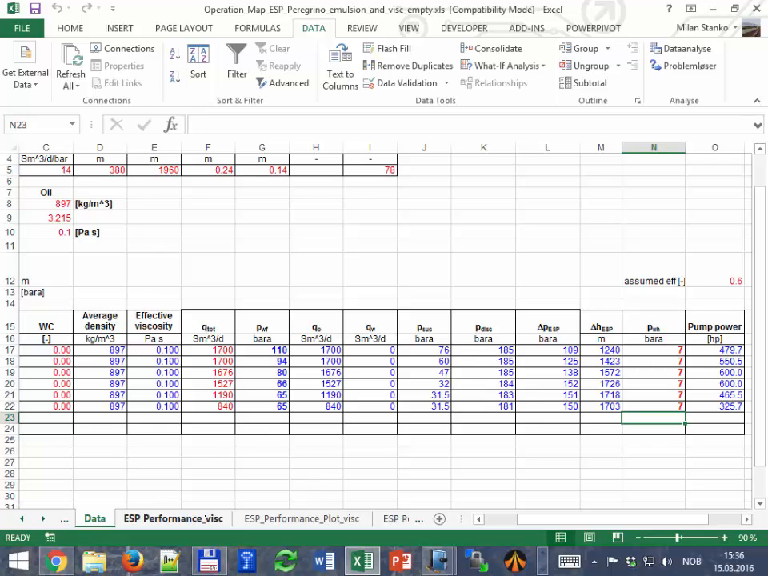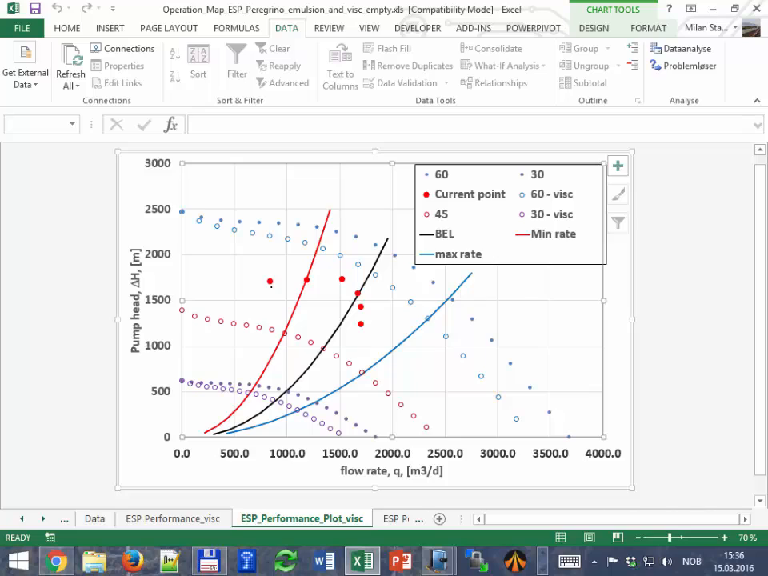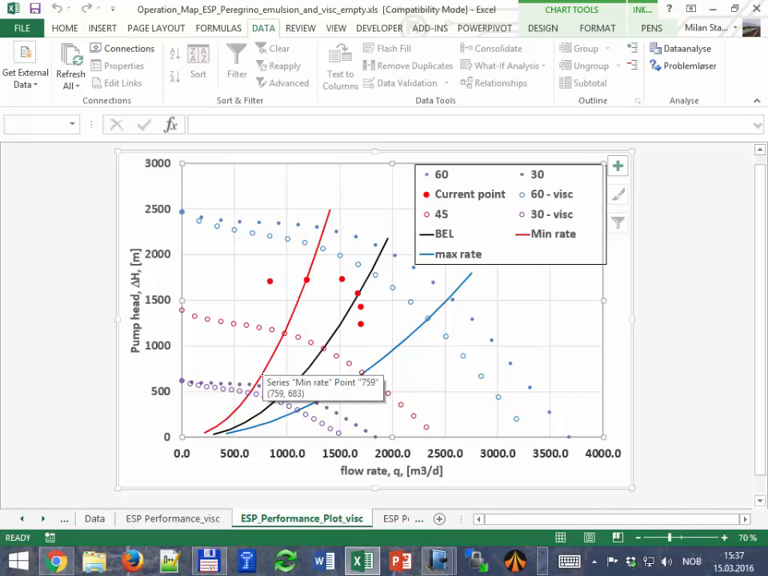Okay, so now I got one more point, and I'm going to plot that point, and you see it falls outside, because that analysis that I was using didn't take into account that the rate has to be greater than a minimum rate. Okay, one question: will I be able to take this point back in, if I take that constraint into account?